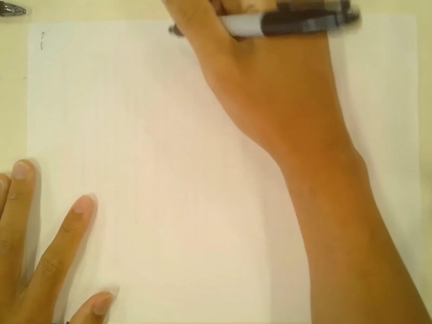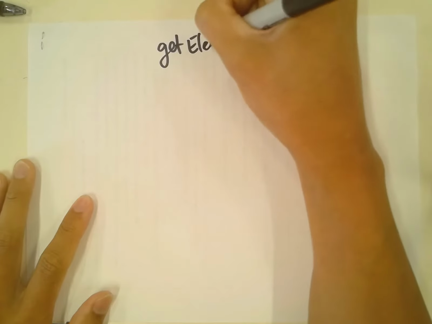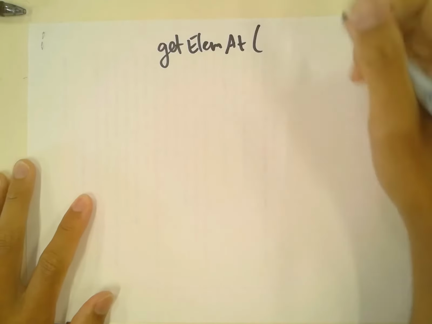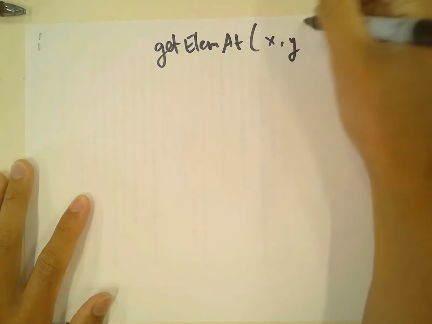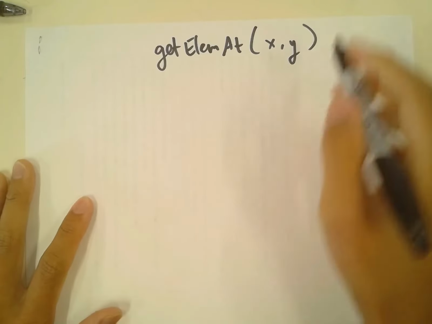When trying to get the ball to bounce off the paddle, what you need to use is the getElementAt method or function. getElementAt takes in two arguments. It takes in an x position and a y position. And what does it do?